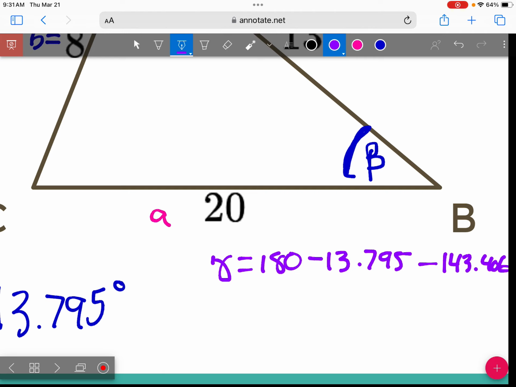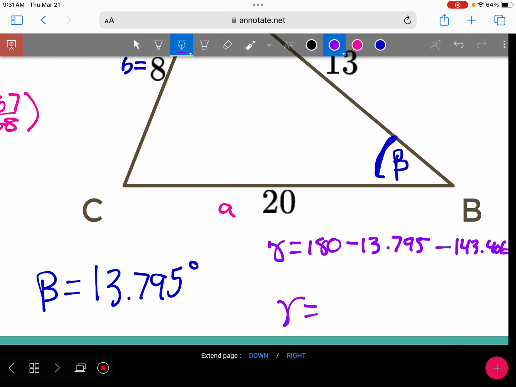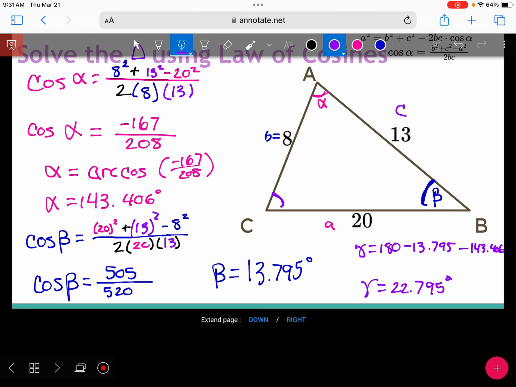So what's the measure of gamma? 22.795. I just looked at my notes and realized I didn't actually find gamma. I just found alpha and beta and went, ta-da, do it. So now we know gamma and we know all the pieces, and holy cow, do these take forever.